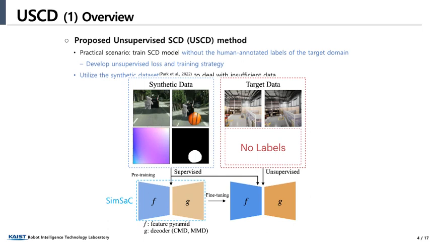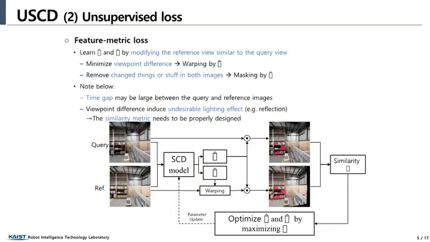Learning occurs through loss. To learn optical flow and change maps, I use the reconstruction framework. Flow maps maximize similarity by adjusting the viewpoint difference between two images, and change maps maximize similarity by masking and removing changed areas that do not exist in common between the two images.